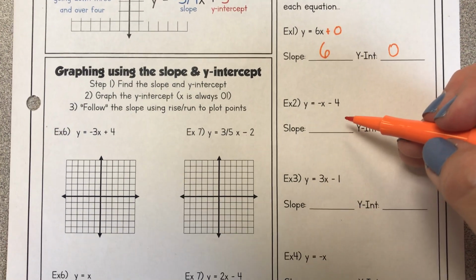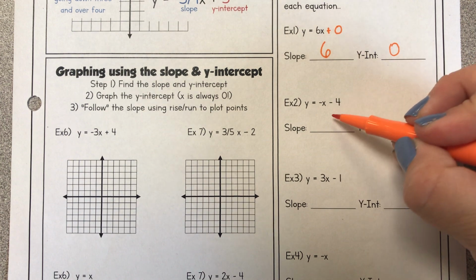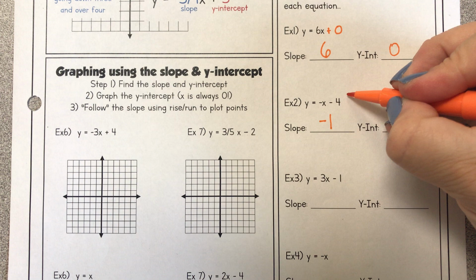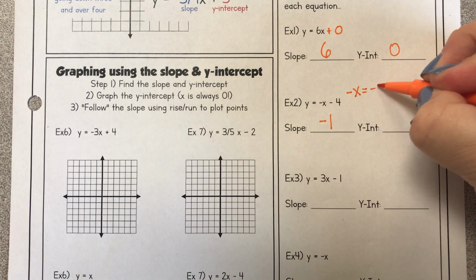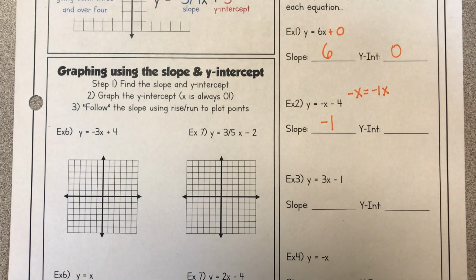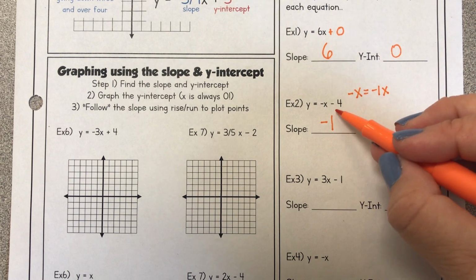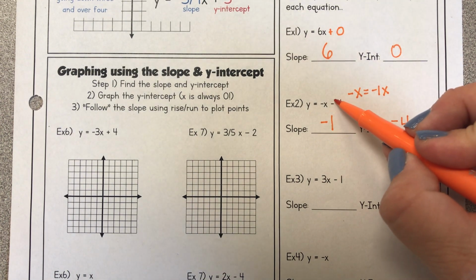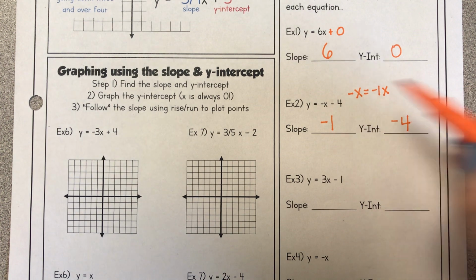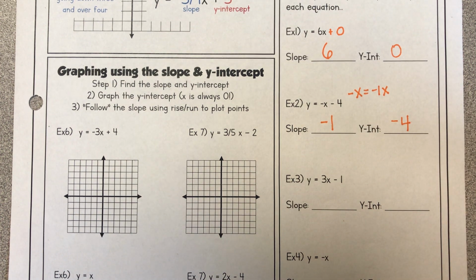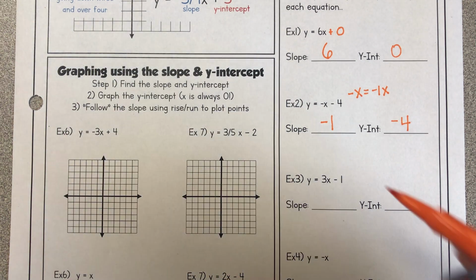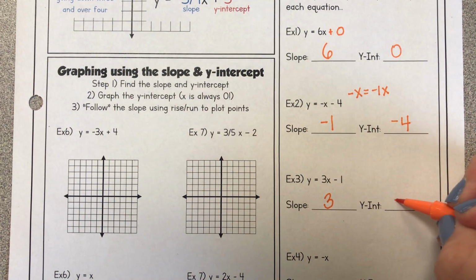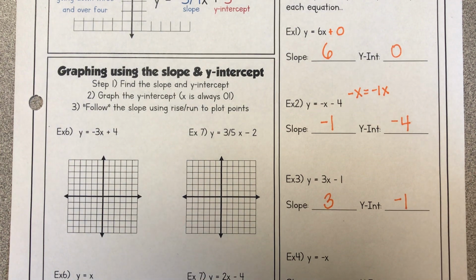On number 2, the slope, if it's negative x, that's negative 1, right? So saying negative x is the same thing as negative 1x. So our slope is negative 1, and our y-intercept is negative 4, because that's what we're adding at the end. Subtracting 4 is the same as adding negative 4. On number 3, the slope would be 3, and the y-intercept would be negative 1.